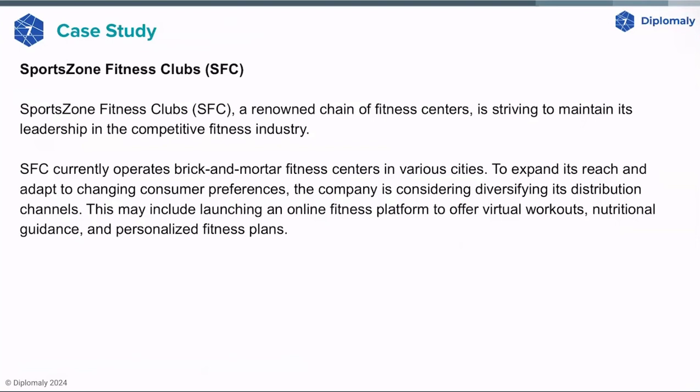It is a renowned chain fitness center. They strive to maintain leadership in the competitive fitness industry. They have operated through their brick and mortar fitness center. So brick and mortar is just another word for, or a fancier word for, physical branches that they have. Okay, so physical branches or outlets. And they're now looking at expanding its outreach by adapting to consumer preferences and looking at new distribution channels.